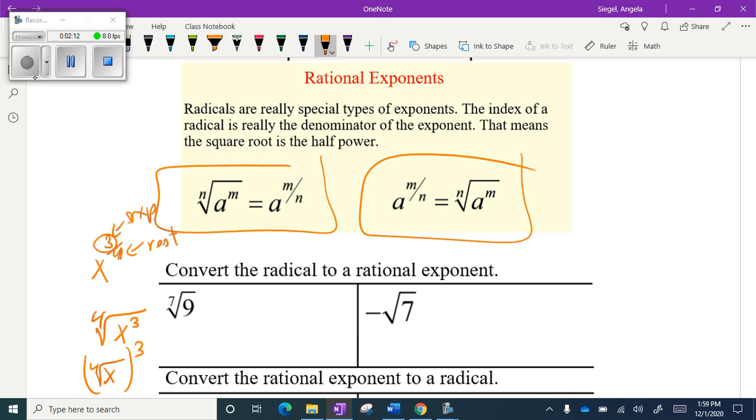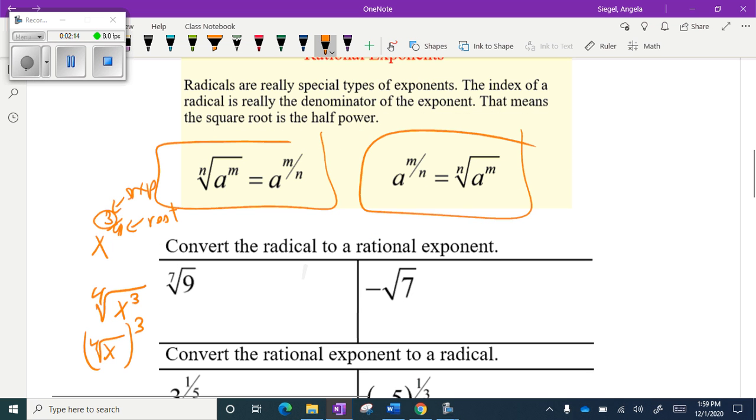Okay, so let's get to some problems here. I want you to convert this to a rational exponent, so this is going to be exponent form. My exponent is going to be 1, and my root is going to be 7. So it's going to be 9 to the 1/7 power.